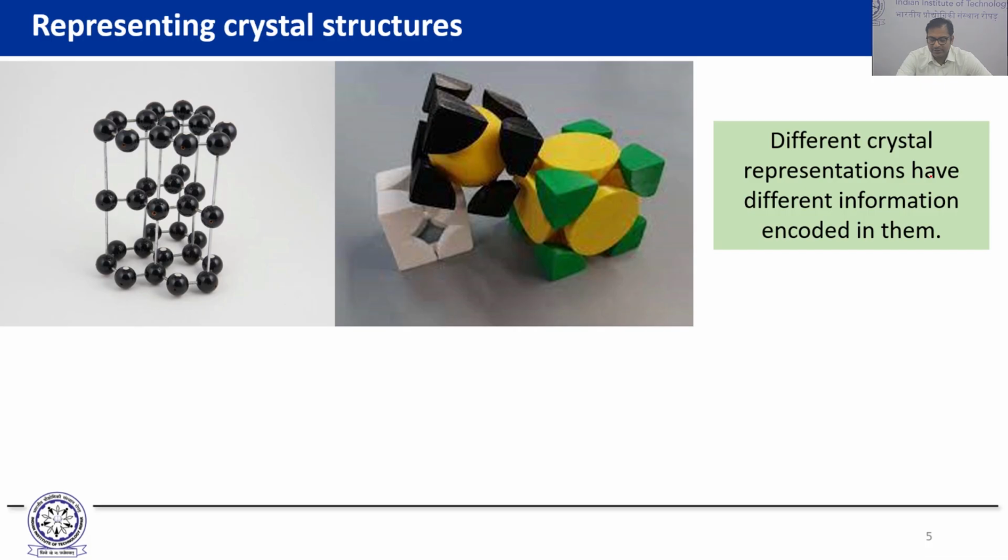Now, different crystal structure representations are also going to have different types of information coded in them. For instance, if you are thinking in terms of this ball and stick type of model, the spacing between the atoms becomes extremely clear. You can see the spacing very clearly. If you're looking at the space-filling type of model, then the empty spaces or the voids become very clear. And if you're looking at this polyhedral type of model, then how these blocks of atoms are actually arranged becomes quite clear.